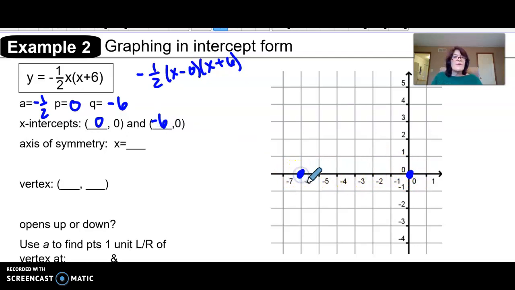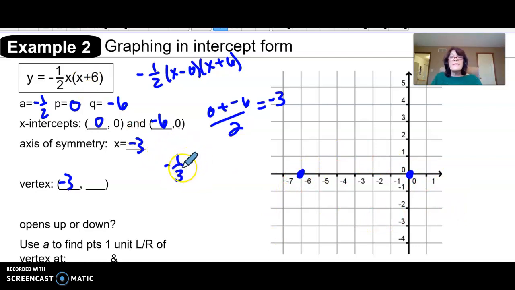Sometimes when the numbers are a little bit off, I should have moved those over. Anyway, axis of symmetry is halfway between. So one's probably here, right, at -3. x equals -3. If I add 0 plus -6 and cut that in half, yeah, that gives me -3. So that's my axis of symmetry. I know my vertex then is going to be -3 something. It's going to be up here, right? Because this is going to be opening down. Well, let's see what it is.